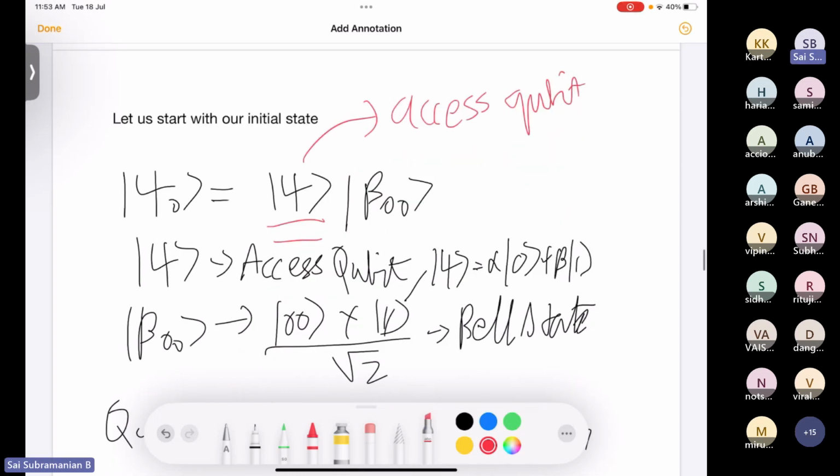And which is some general state, alpha 0 plus beta 1. Okay. We don't know what the state is. Alice just has access to this. And beta 0 0 is the Bell state, 0 0 plus 1 1 by root 2.